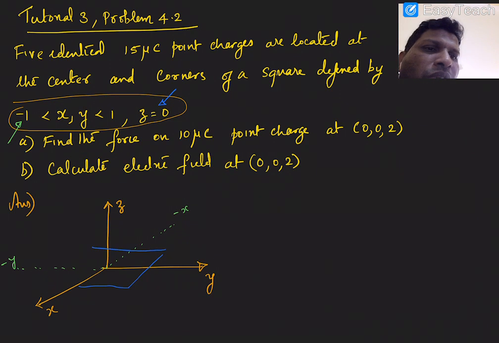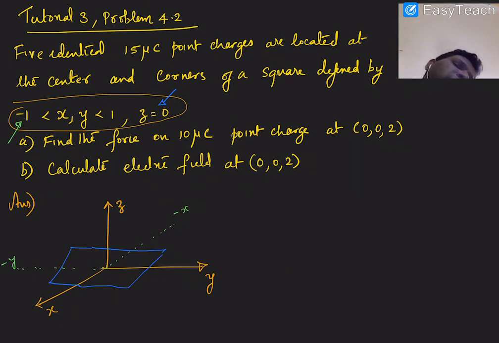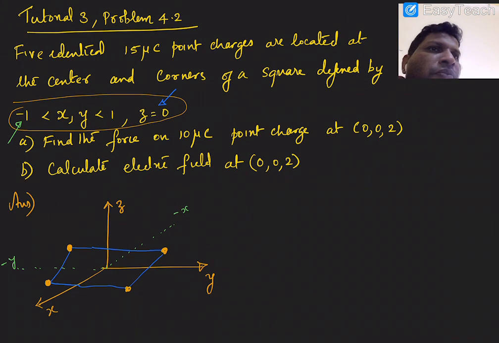So x and y vary from -1 to 1 and z equal to 0. Now we will see the location of the charges. Here one charge is there, and one charge is here, and another charge is here, and another charge is here, and there is one more charge which is at the center. You can see it is here.